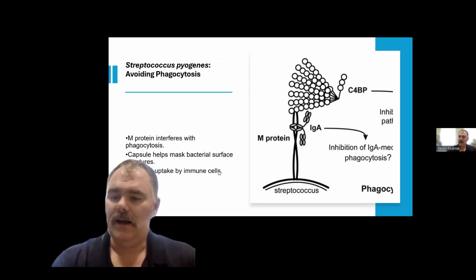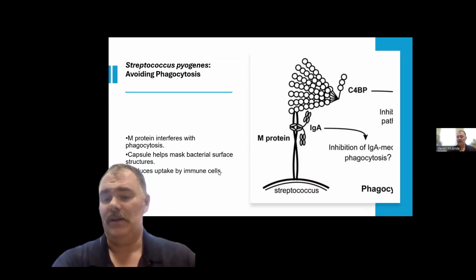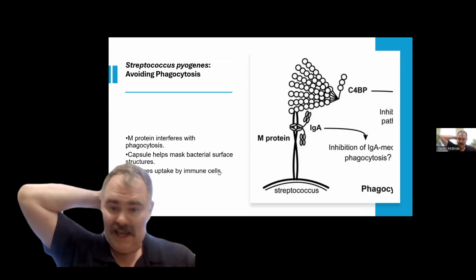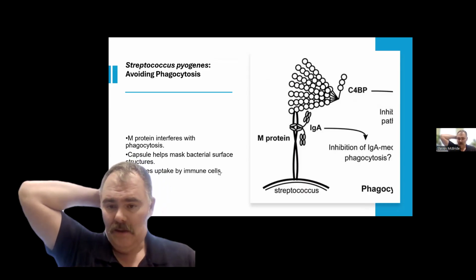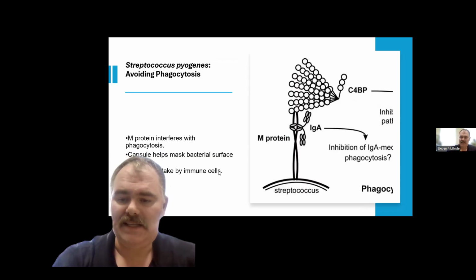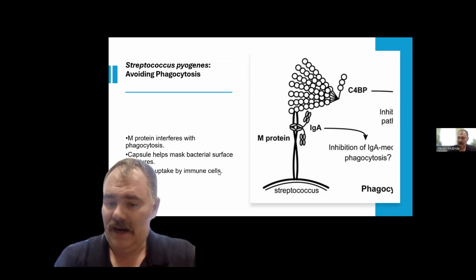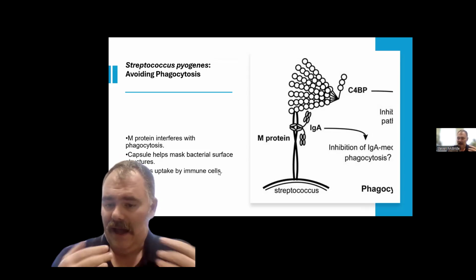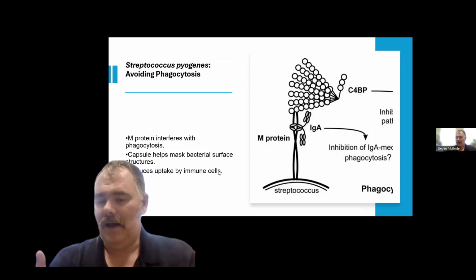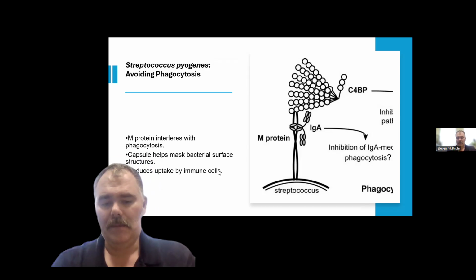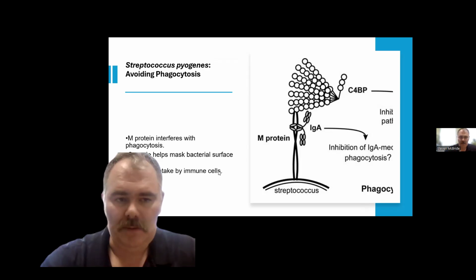Another strategy is preventing immune cells from capturing the pathogen in the first place. Strep pyogenes produces an M protein that interferes with phagocytosis. It's the same M protein that's involved in attachment. The bacteria also produce a capsule that helps conceal surface structures from immune recognition. So if you remember, the capsule is that polysaccharide layer that is outside of the cell membrane. Together, these virulence factors reduce uptake by macrophages and neutrophils. If phagocytes cannot effectively engulf the bacterium, the pathogen gains valuable time to multiply and spread.